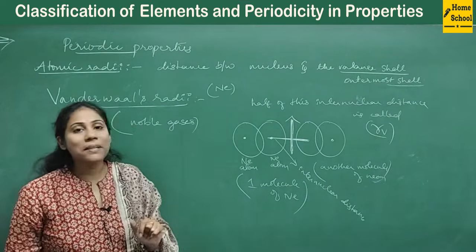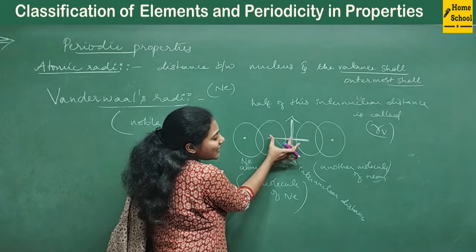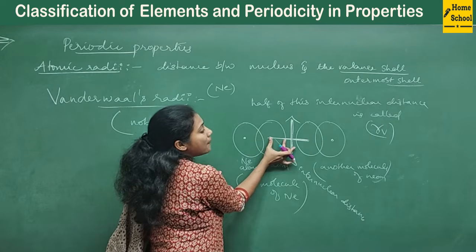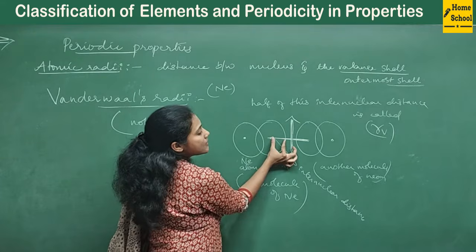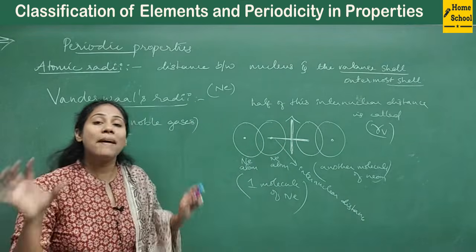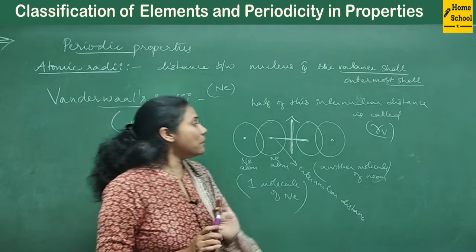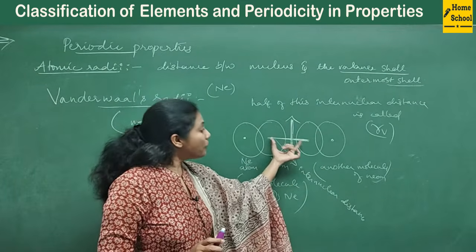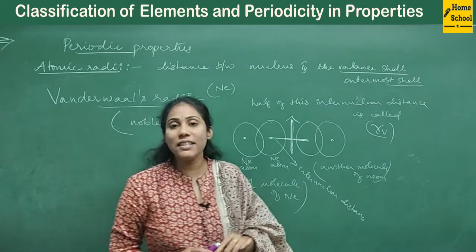So understanding a concept is very important. Half of this is the van der Waals radii, and it's much greater than the actual atomic radii. If you consider this atom, its actual radius is this much, but the van der Waals radii is much bigger. So van der Waals radii is always much bigger than the actual atomic radii. This is one molecule, this is another molecule. Between an atom of one molecule and an atom of another molecule, half of the internuclear distance is called van der Waals radii.